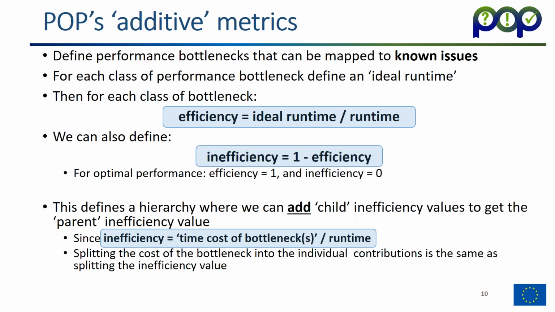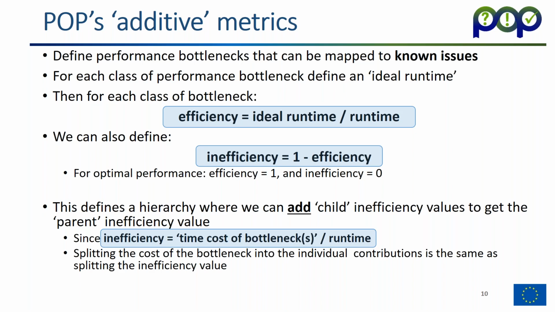So in POP's additive metrics, we want to define some performance bottlenecks that can be mapped to known issues. For each class of performance bottlenecks, we're going to try and define an ideal runtime. Then for each class of bottleneck, we calculate the efficiency as ideal runtime divided by runtime. We can also define an inefficiency metric as 1 minus the efficiency. So for optimal performance, the efficiency is 1 and the inefficiency is 0.